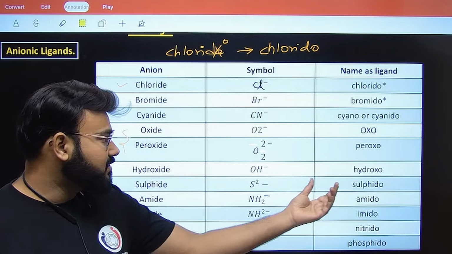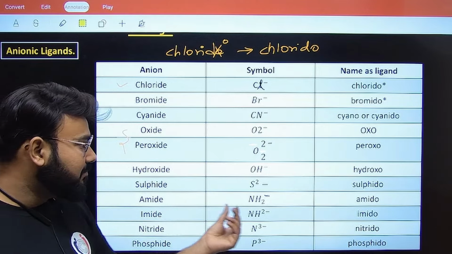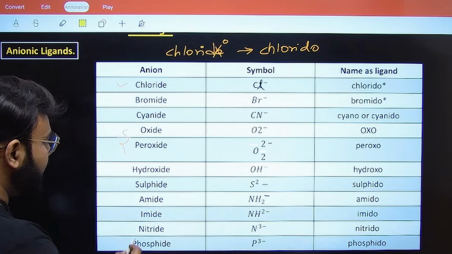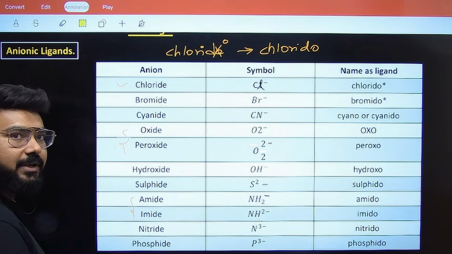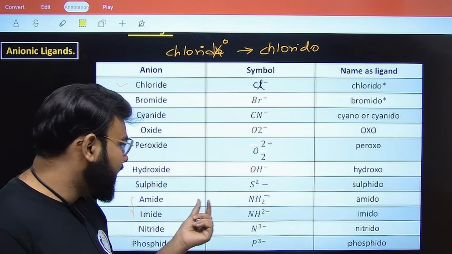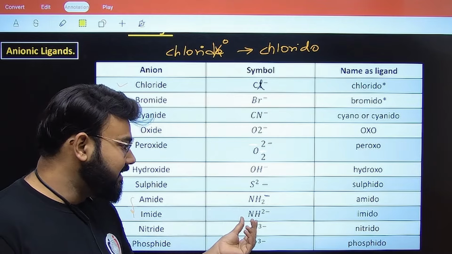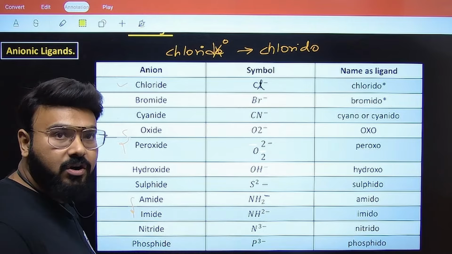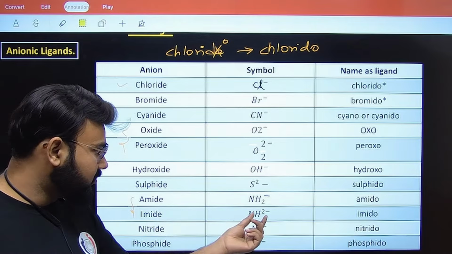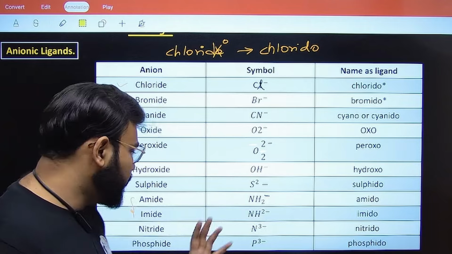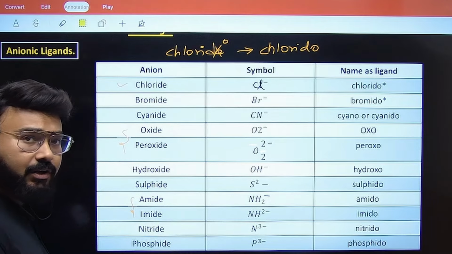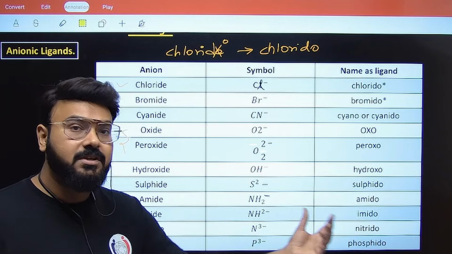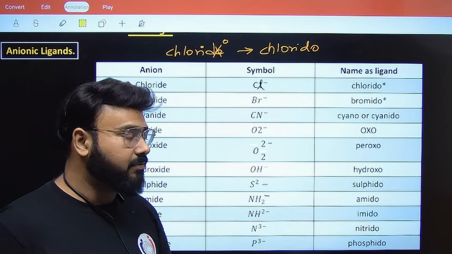Similarly, sulfide becomes sulfido, amide becomes amido, imide becomes imido. Again, for amide and imide, you have to be careful. In amide it's NH2, in imide it's just NH. In the case of amide, the oxidation number is -1, but in imide the oxidation number is -2. Then we have nitride. Nitride is nitrogen only, and E will be replaced with O, so it becomes nitrido. Phosphide will become phosphido.